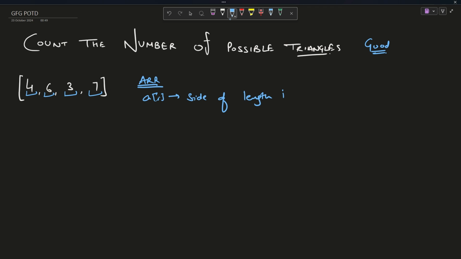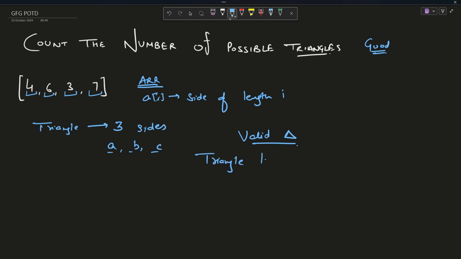Now how to check if three sides form a triangle? Obviously this triangle contains three sides. Let us say these sides are A, B, C, right? Now how to confirm whether A, B, C form a valid triangle or not? So there is something known as triangle inequality. You must have studied it at school level.